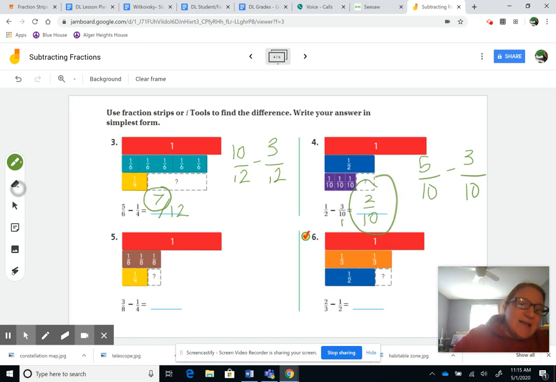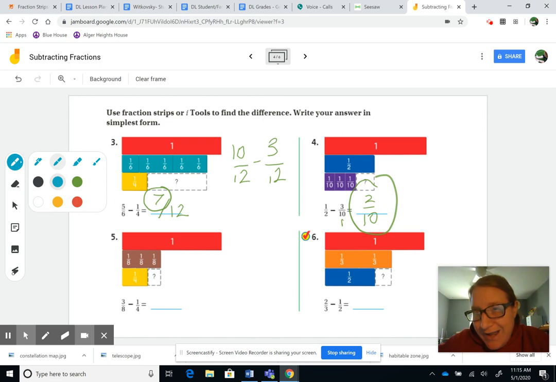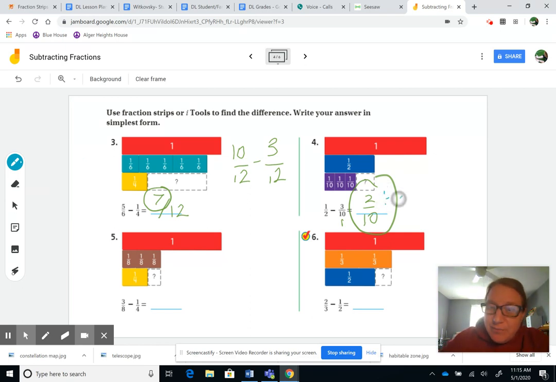Now, 2/10, this answer is not in simplest form. What can I divide both 2 and 10 by? If you were listening just a second ago when I was on the other website, I said it. You can divide both of these by 2. What is 2 divided by 2? Hopefully you said 1. And what is 10 divided by 2? It is 5, fifths. This is simplest form. 2/10 is 1/5. And let me show you that. I'm going to show you the best I can.